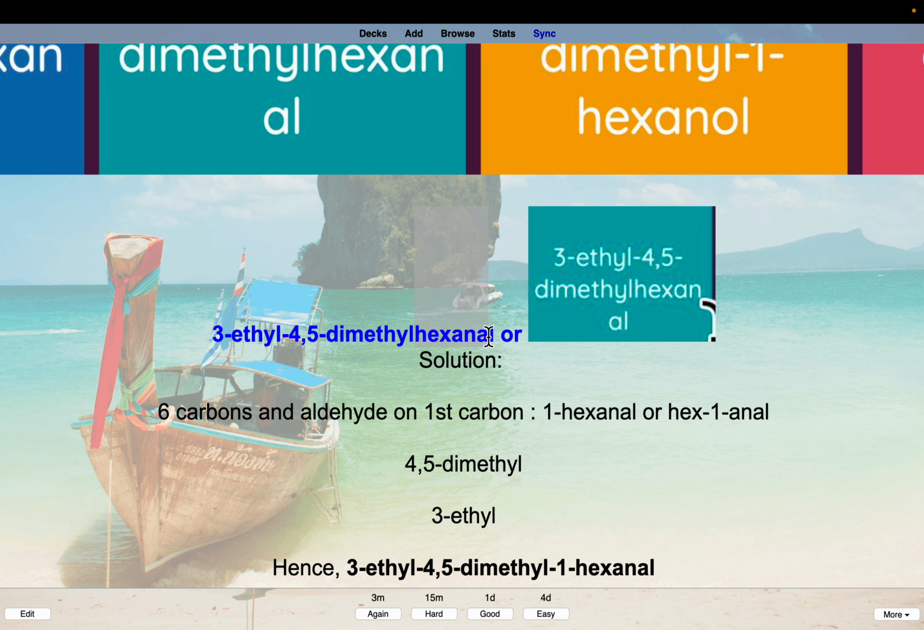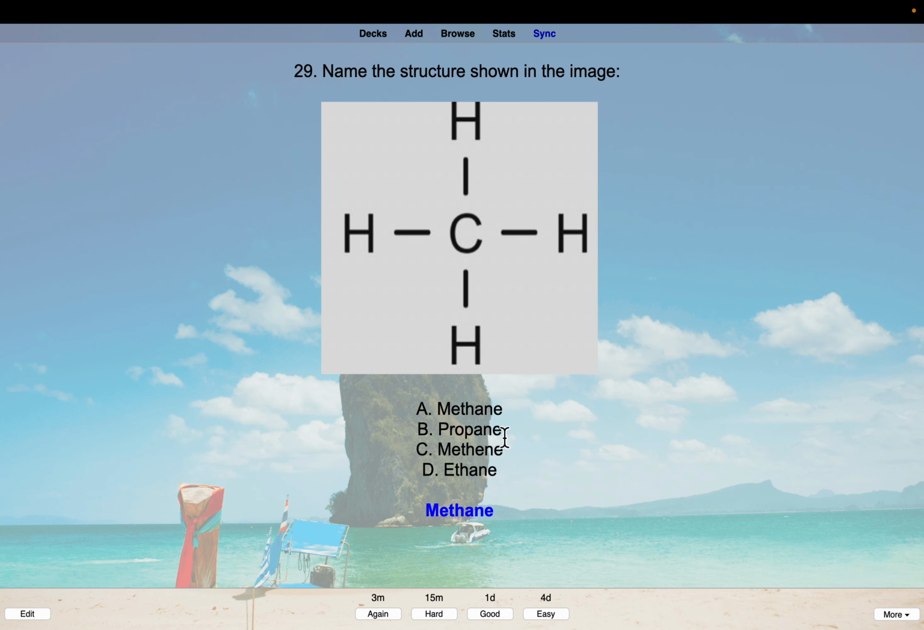What is the structure? This is just 1 carbon atom, so meth. And there is only a single bond, so methane is the answer. Methene, if there is a double bond. Propane, if we have 3 carbon atoms and single bonds. For letter D, if the figure had 2 carbon atoms and everything has single bonds, no other kinds of bonds except single bonds.